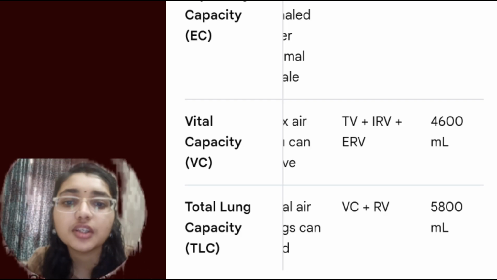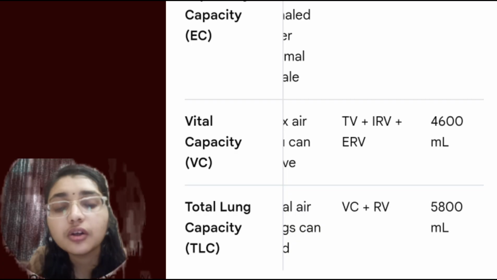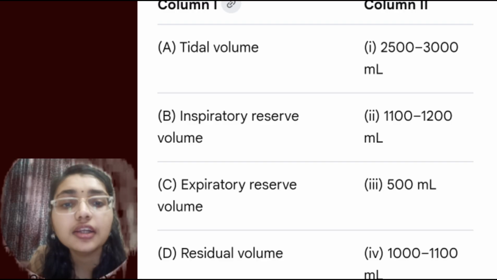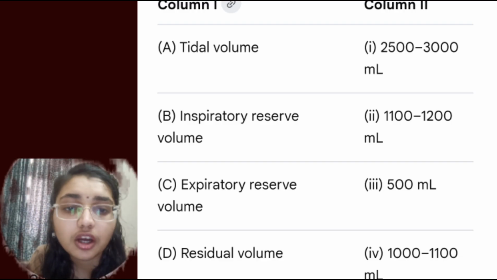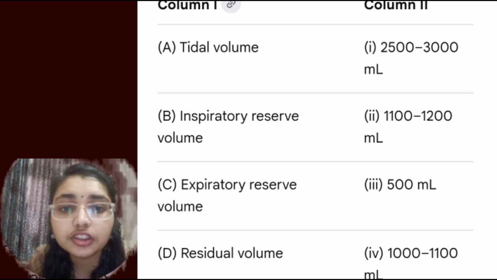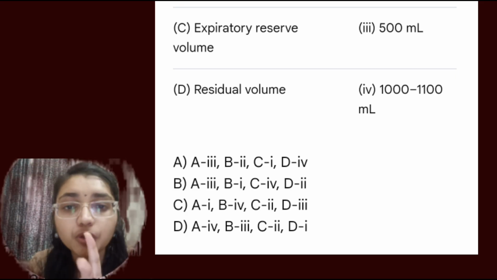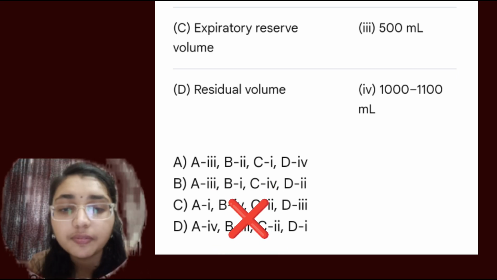Let's solve an MCQ. Here a match-the-pair question is given, where the column shows the tidal volume, inspiratory reserve volume, expiratory reserve volume and residual volume, and the values are given for them. For example, what is the value of tidal volume? We know that it is 500 ml. So we have to see the option that shows 500 ml. Here A is 3. We can see it in both options A and B. Now the other options are eliminated.